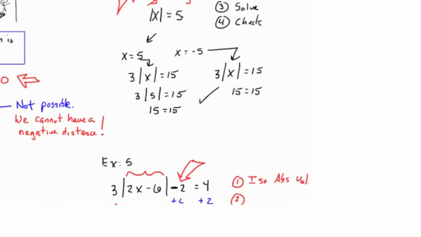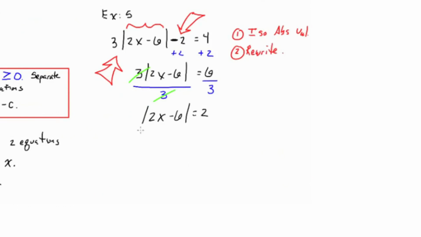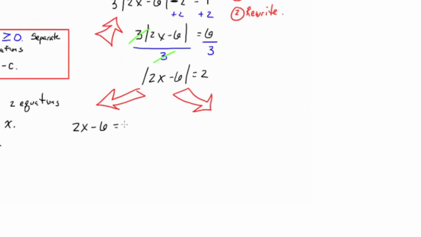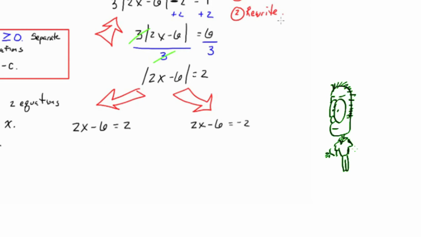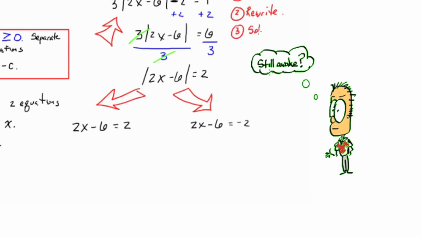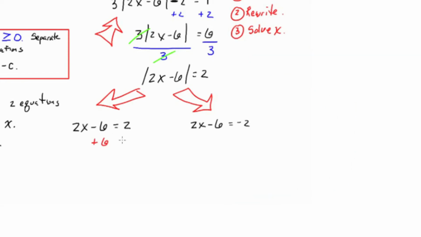Now we can split the equation into 2. So we get 2x minus 6 equals 2, and 2x minus 6 equals a negative 2. Solve for x. So I want to add 6 to both sides, and then I want to divide 2 to both sides. So I get x equals 4 on the left equation, and I'm going to follow the same steps on the right.